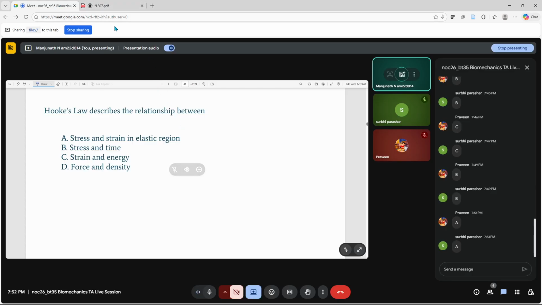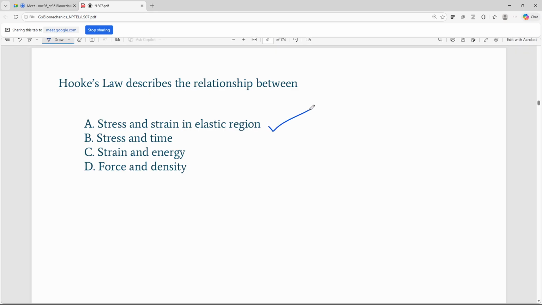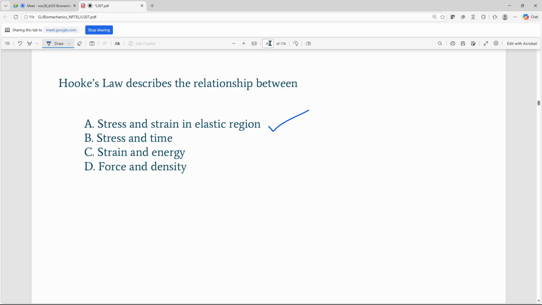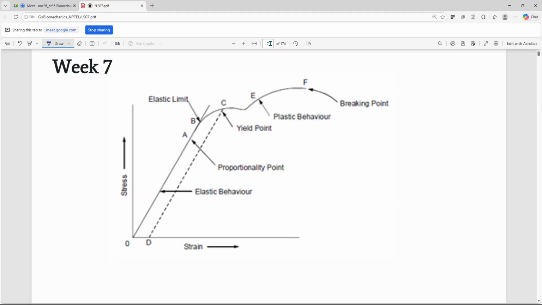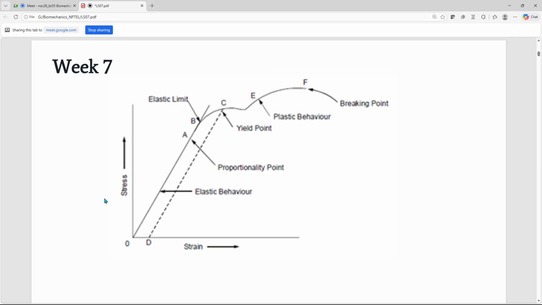Yes, answer is option A, stress and strain in the elastic region. Hooke's law lies between the stress and strain in the elastic region. So this is the stress strain behavior, where stress induced on a particular material is plotted against the strain, that is the rate of deformation. So this is the stress strain graph.